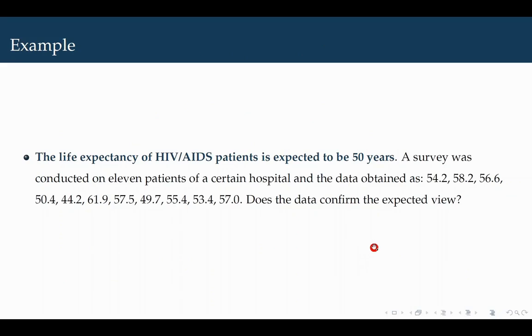So here the example says the life expectancy of HIV patients is expected to be 50 years. A survey was conducted on 11 patients of a certain hospital, and the data obtained as 52.2, 58.2, 56.6, and then lastly 57. So the question of interest is, does the data confirm the expected view? That means, does the data confirm that the life expectancy of HIV patients is as expected, that's of 50 years?